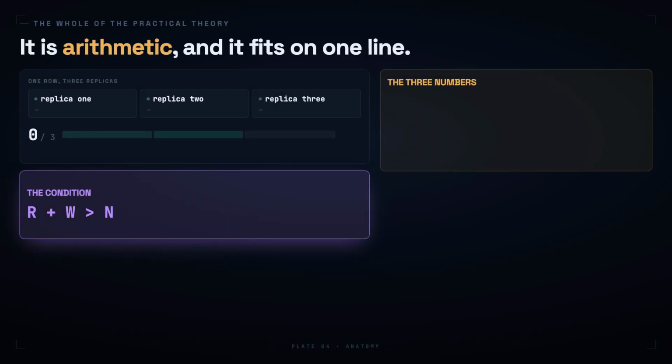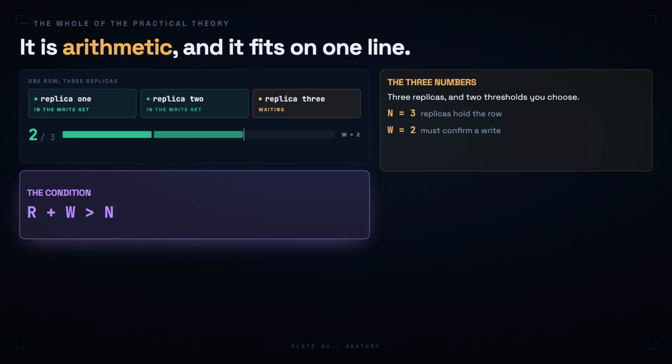Here is the arithmetic, and it is the whole of the practical theory. N is how many replicas hold the row, say 3. W is how many must confirm a write before you are told yes. R is how many must answer a read before you are handed a value.